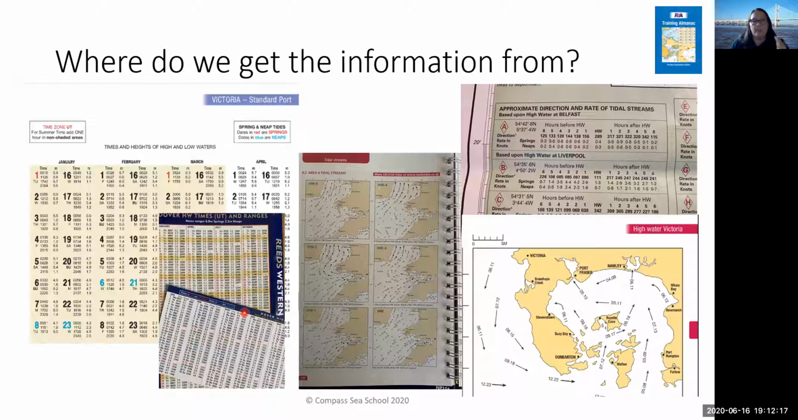When we deal with the RYA training charts, chart 3 and chart 4, and the RYA training almanac, our standard port is called Victoria, and that's this one up here. So if you're working on Day Skipper or you're working on Yachtmaster, everything about our tidal diamonds or our tidal stream atlases is referenced back to Victoria. So it's really important that we know where to get that from.